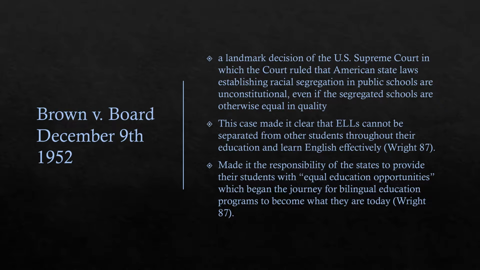The next case is Brown versus the Board of Education on December 9, 1952. This was a landmark decision of the United States Supreme Court in which the court ruled that American state laws establishing racial segregation in public schools are unconstitutional, even if the segregated schools are otherwise equal in quality.